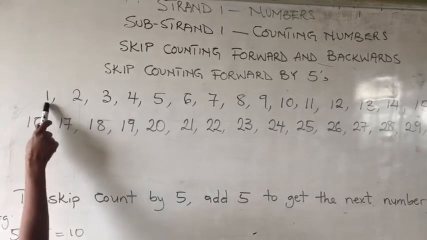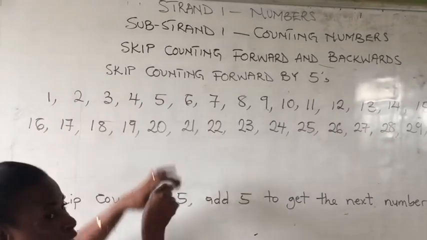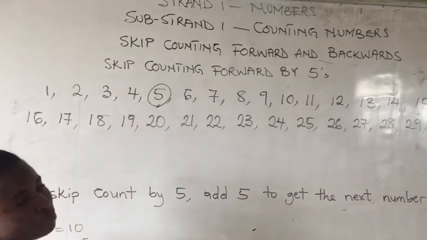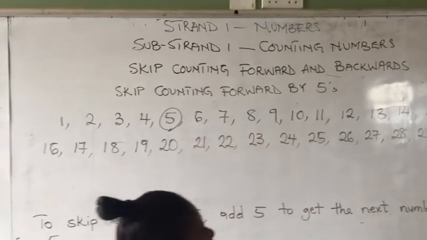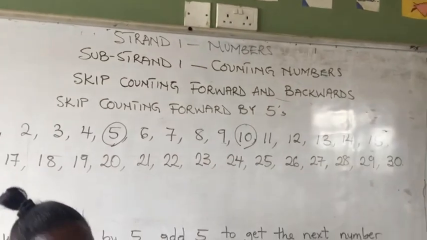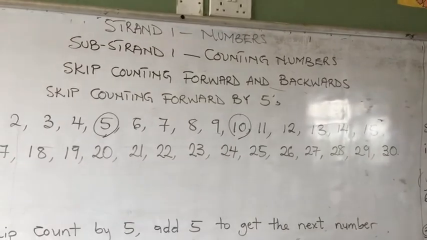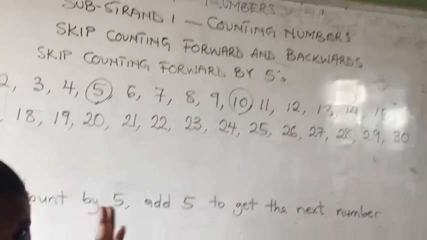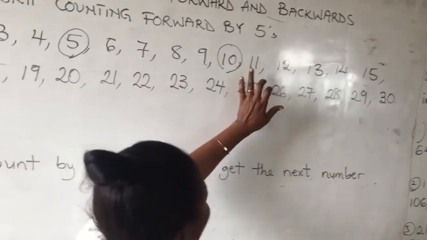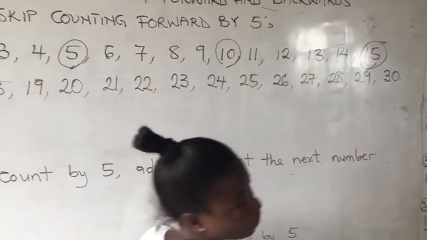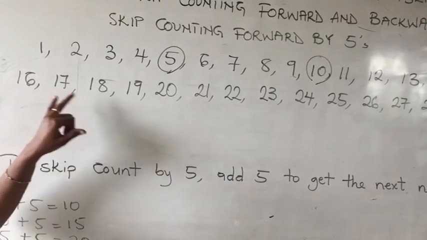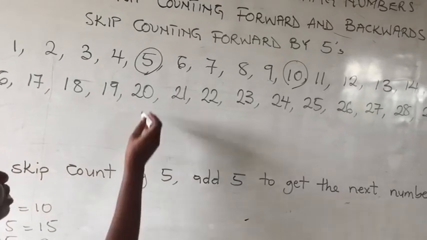So we are going to skip 1, 2, 3, 4, and the 5th number is what? 5. To skip again, we have 1, 2, 3, 4. The next number is what? 10. So in skip counting in 5s, you skip 4 numbers. So let's skip again. 1, 2, 3, 4. The 5th number is what? 15. We skip again. 1, 2, 3, 4. The next number is what?